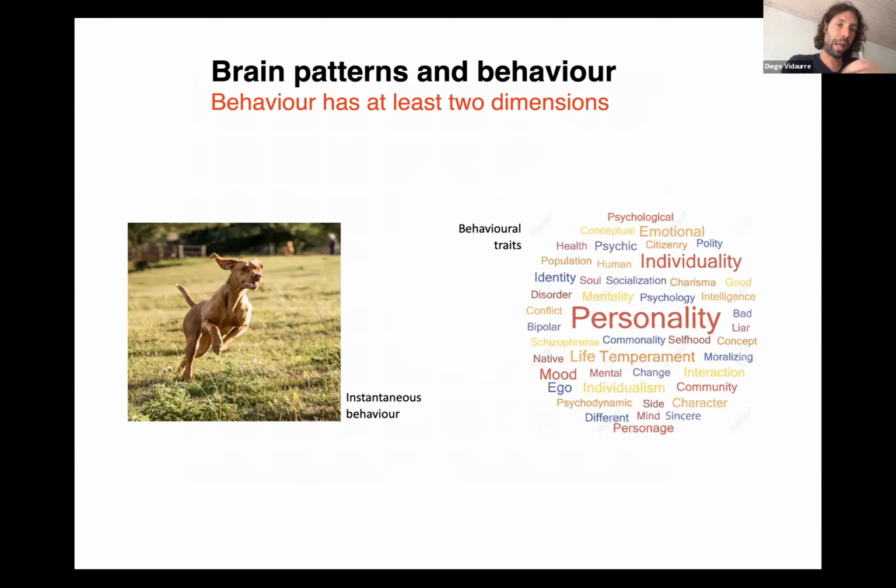That can be two different things. It can be behavioral traits, as I mentioned before, like IQ, for example, or how healthy you are mentally in different dimensions. And another thing is instantaneous behavior, like which direction the dog is going to go at every given moment. So these are two dimensions of behavior that we want to take into account.